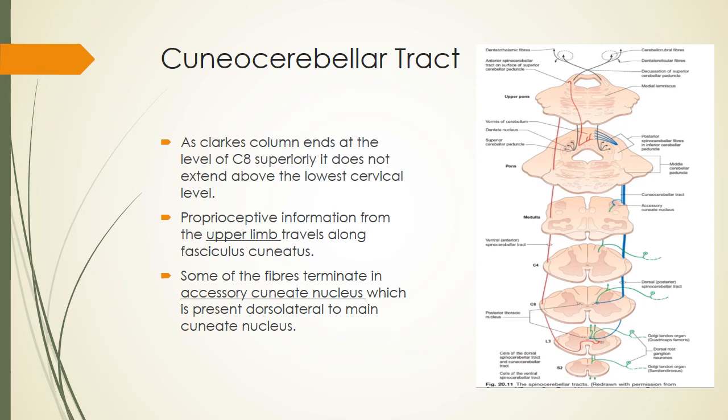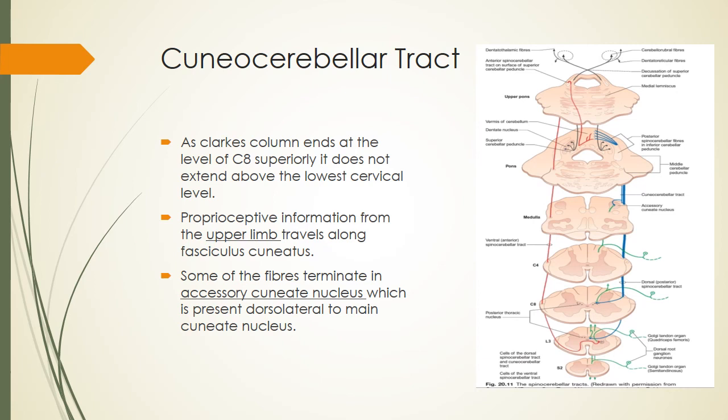Then what about upper limb proprioception? Another thing is that the nucleus dorsalis or Clark column extends from C8 to L3, L4 level. For the lower segments, we have studied that the fibers will ascend in the spinal cord until they reach the L3, L4 level where the nucleus dorsalis is present. But what about the cervical segments, as the upper limit of Clark's column is C8? It does not extend above the lowest cervical level.